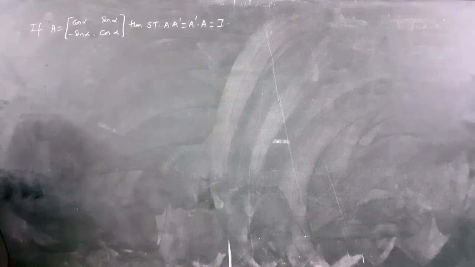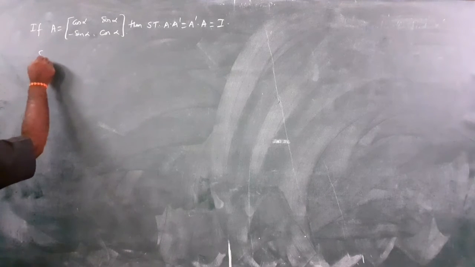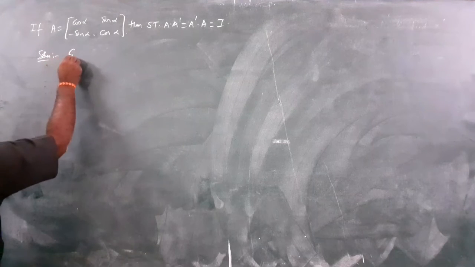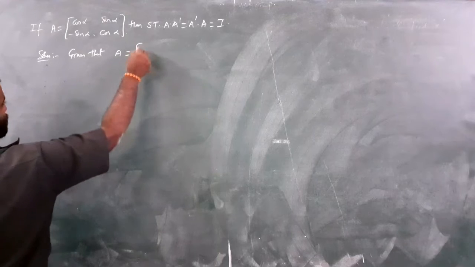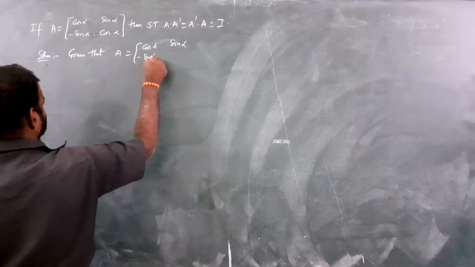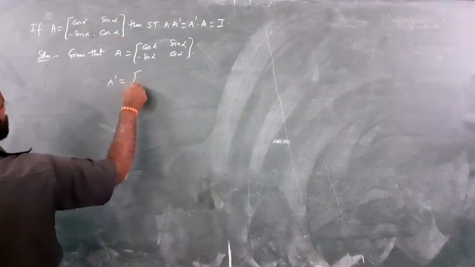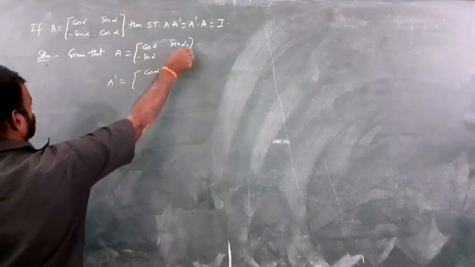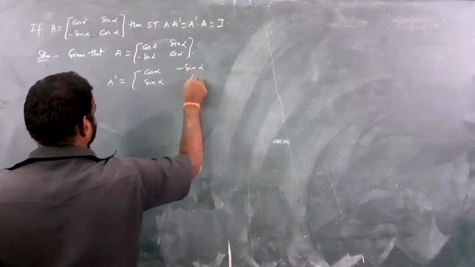So if A is equal to [cos alpha, sin alpha; minus sin alpha, cos alpha], then show that A into A dash is equal to A dash into A, which is equal to I. So for this, given that solution, given that A is equal to what? [cos alpha, sin alpha; minus sin alpha, cos alpha]. And now what is A dash? A dash is equal to first row becomes first column: cos alpha, sin alpha, second row: minus sin alpha, cos alpha.